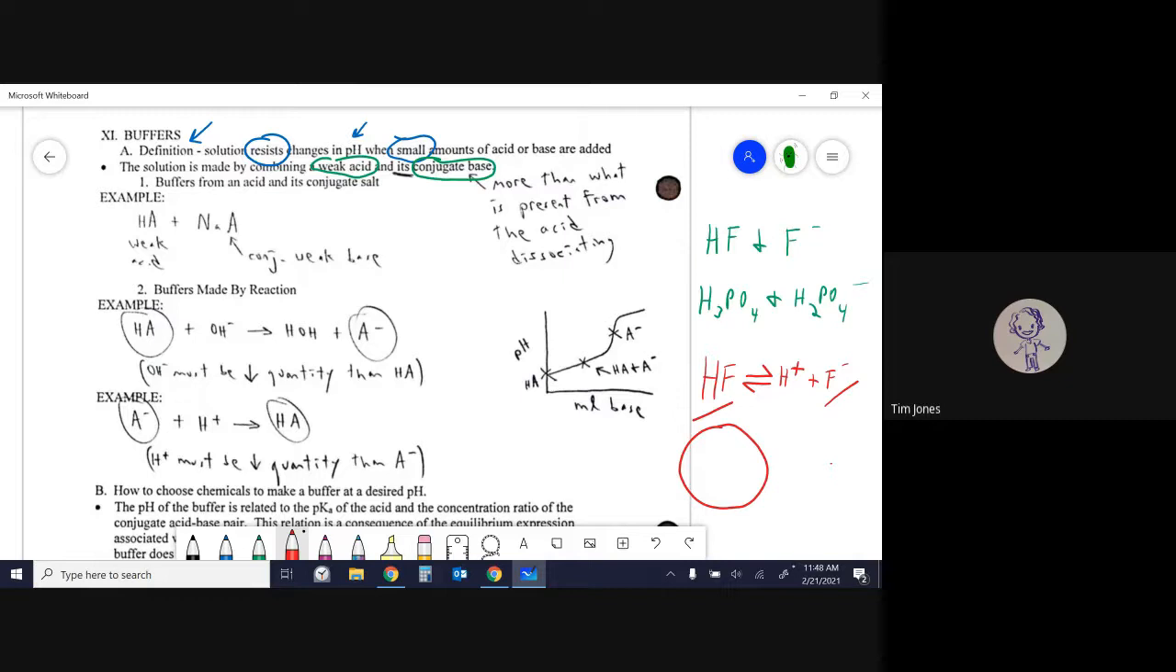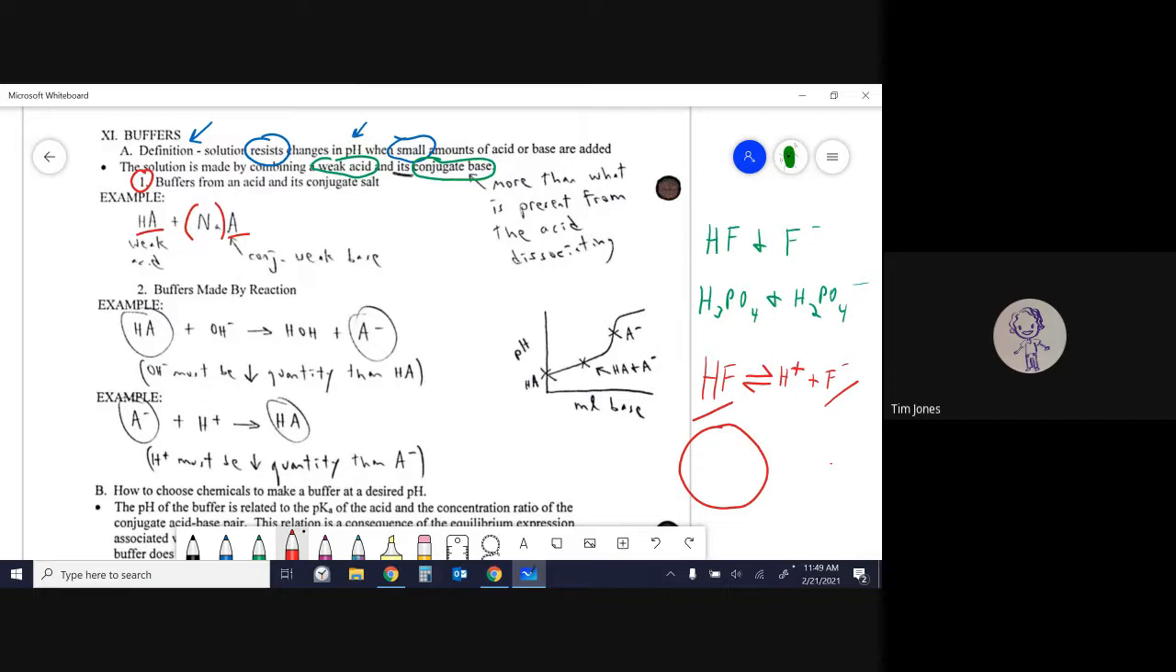So there's a couple different ways you can make one of these buffers. The first way here is simply just add the two things together. So take a weak acid, I just called it HA to be generic, and its conjugate base, A minus. Now, I mentioned in a prior lesson, you can't have A minus by itself in a jar, but you can have sodium A minus or potassium A minus. So the sodium here is not really doing anything other than that's the way the chemicals exist. So you can just take a handful of HA and a handful of NaA and stick them together.